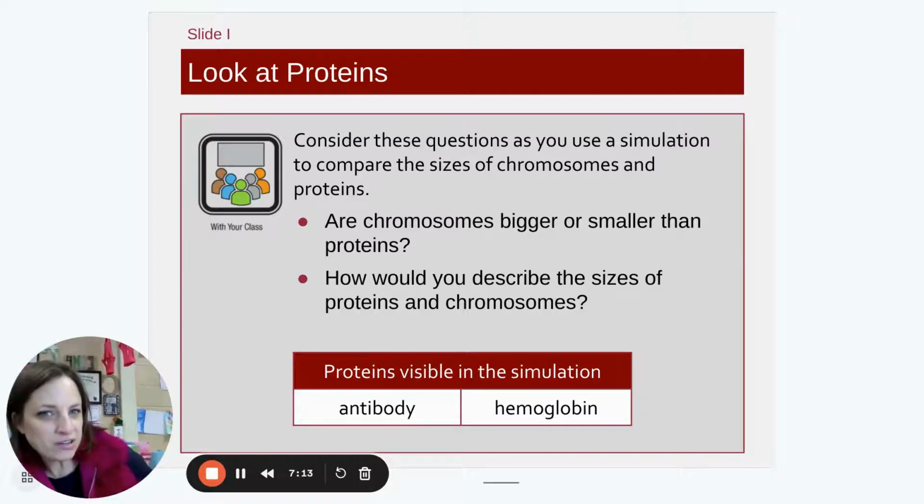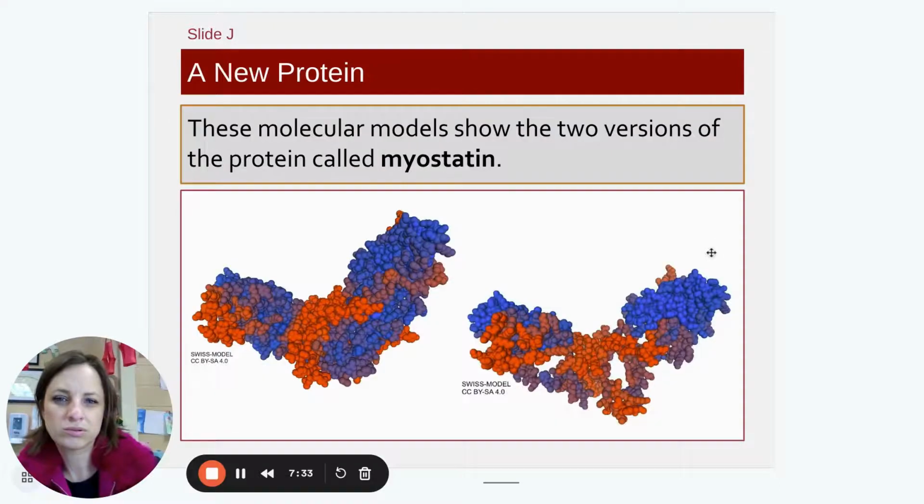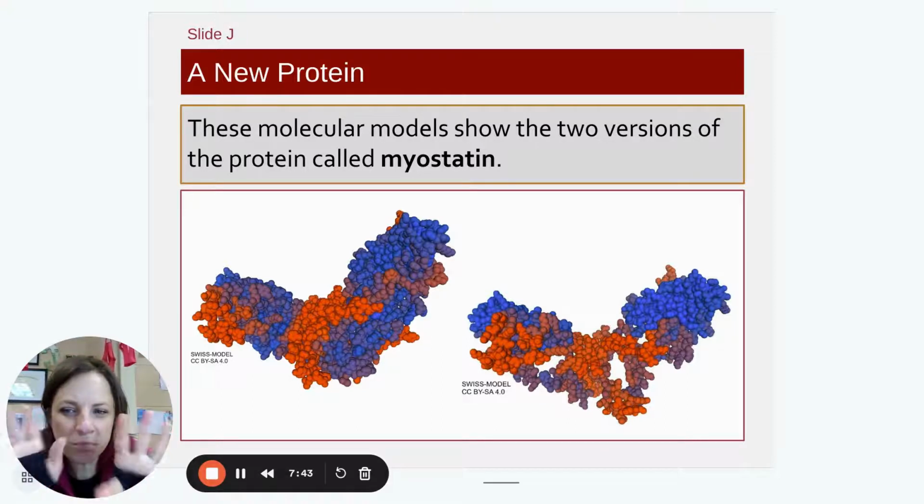I want you to consider these questions as you use a simulation to compare the sizes of chromosomes and proteins. Are chromosomes bigger or smaller than proteins? And how would you describe the sizes of proteins and chromosomes? Okay, these molecular models show the 2 versions of the protein called myosin. Pause the video. What do you notice comparing these 2?